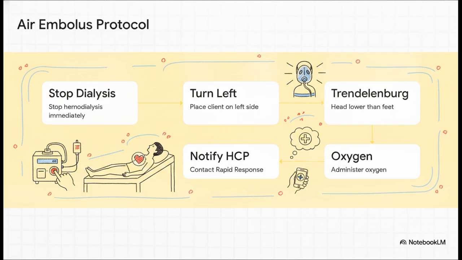Second, turn the client on their left side and place them in the Trendelenburg position, so their head is lower than their feet. Third, administer oxygen. And finally, notify the healthcare provider. This specific positioning is absolutely critical because it physically traps the air embolus in the right side of the heart, preventing it from traveling straight into the lungs.